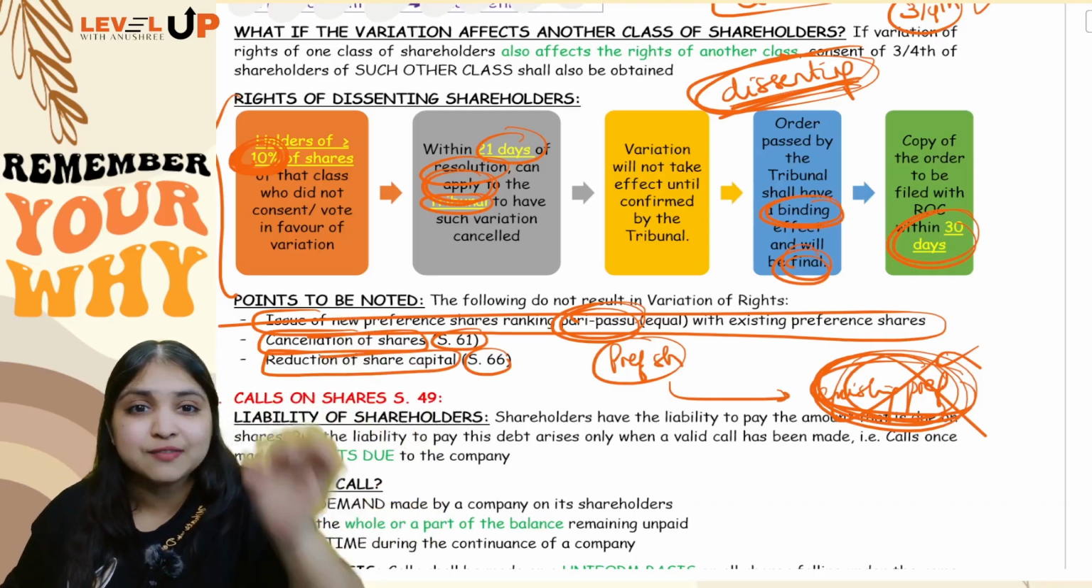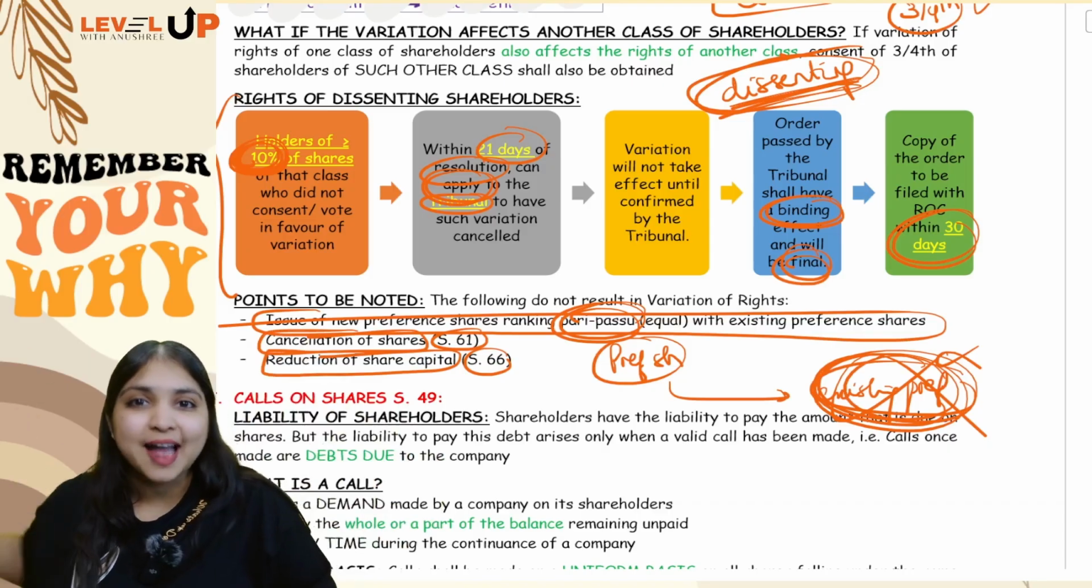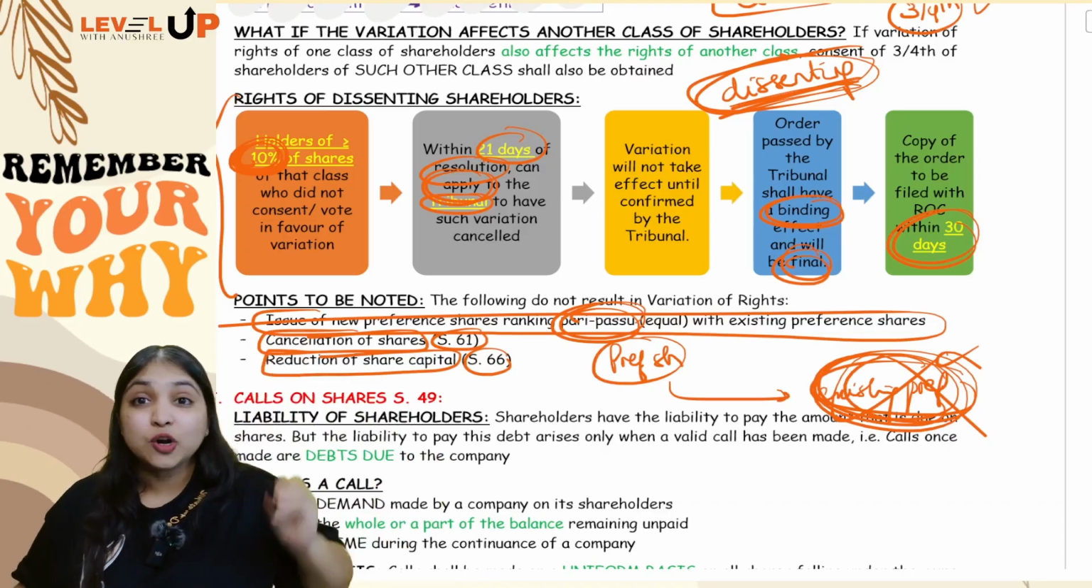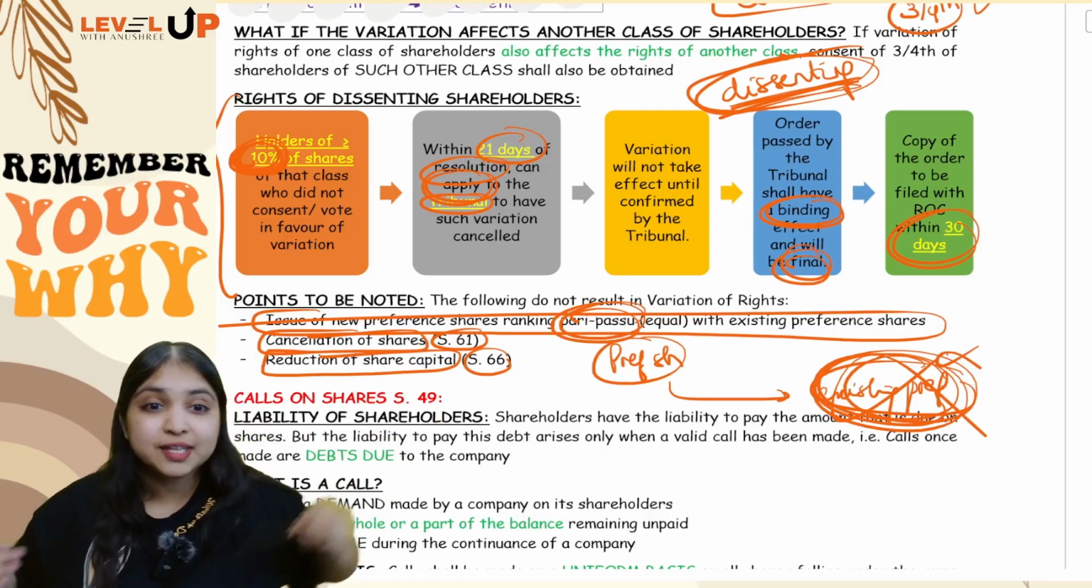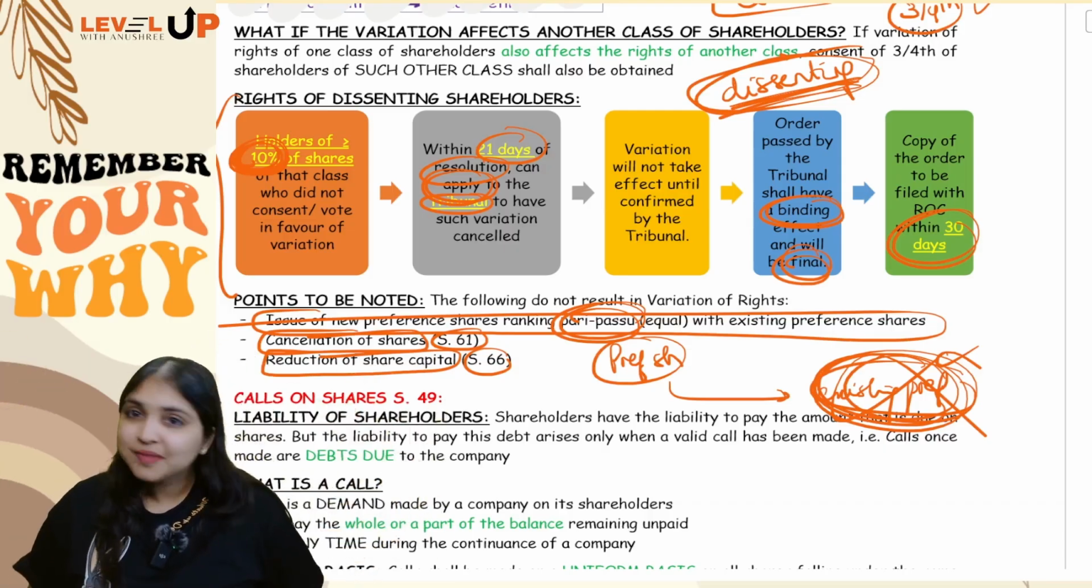And tell me the two keywords. NCLT's order will be binding and final. And lastly, NCLT's order has to be filed with whom? ROC. Within how many days? Within 30 days. Story over, guys.